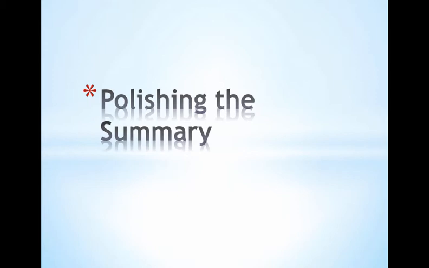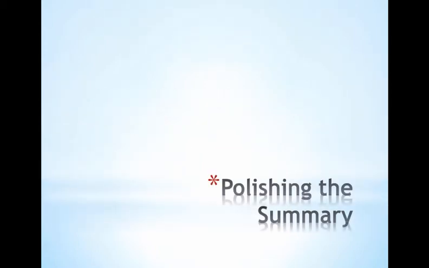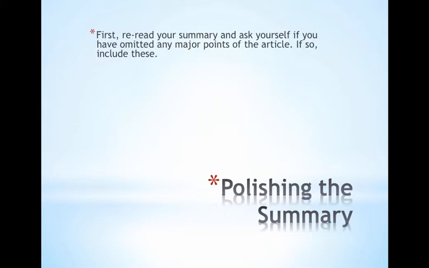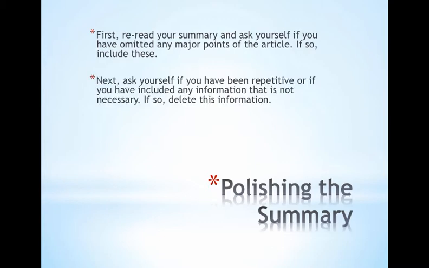Finally, all that's left to do is polish the summary. How do you do that? Well, first, reread your summary and ask yourself, have I omitted any major points of this article? If so, you want to include those. The second thing you want to do, though, is to say, now have I been repetitive anywhere? Or have I included any information that might be sort of important, but it's not vitally important, it's not necessary? If so, I can delete that information.